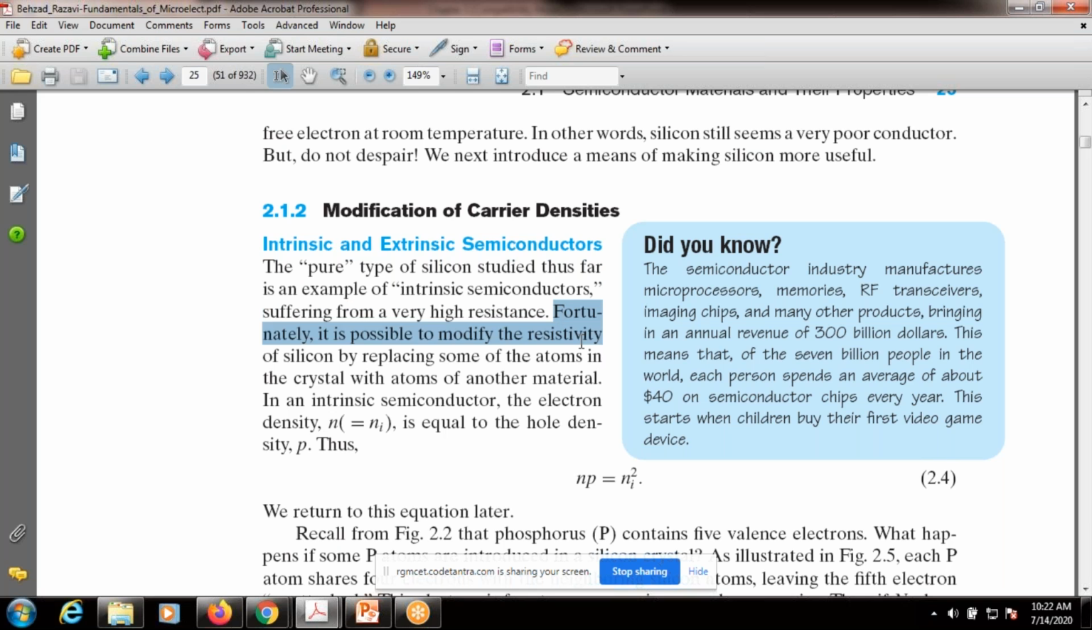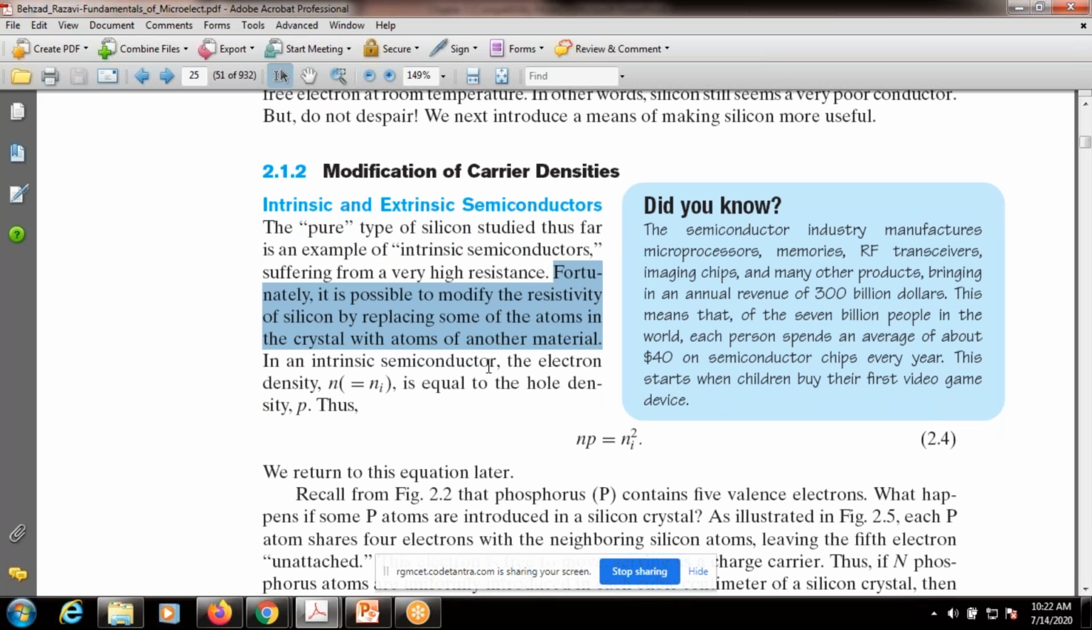Now, fortunately, it is possible to modify the resistivity of silicon by replacing some of the atoms in the crystal with atoms of another material. Okay, that is one procedure developed, right? Another material means other than silicon, right? By adding materials other than silicon, we can change the conductivity of the silicon material.